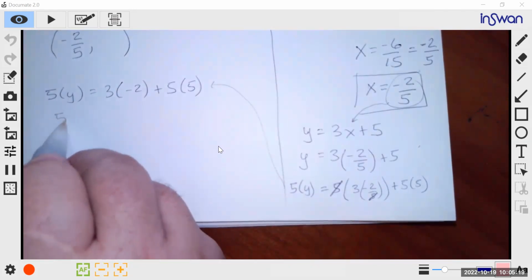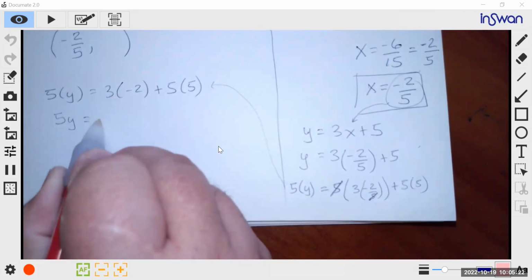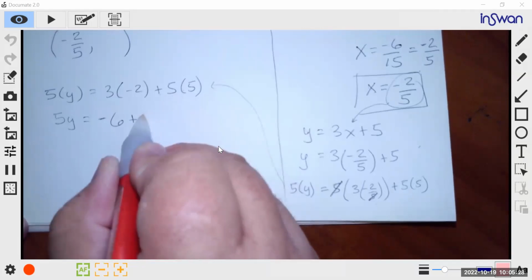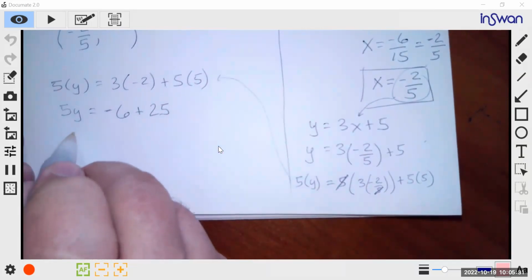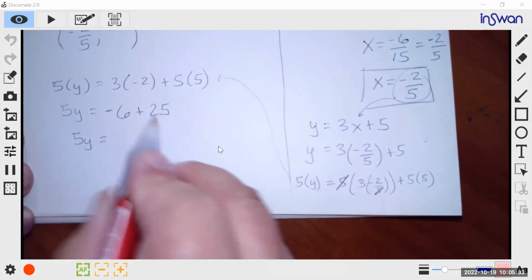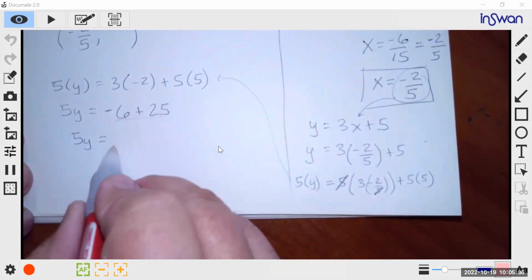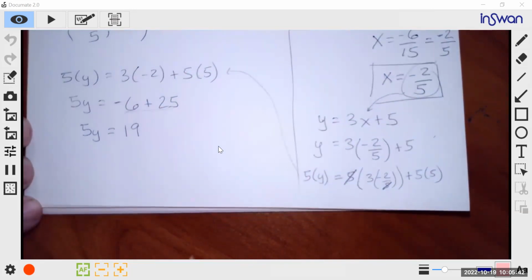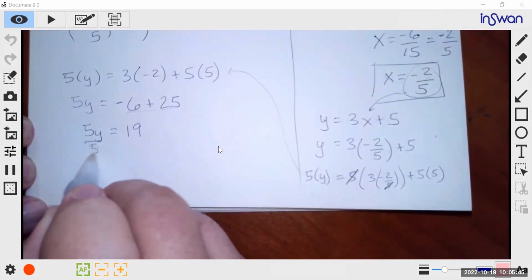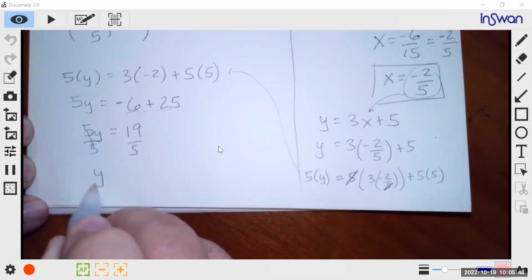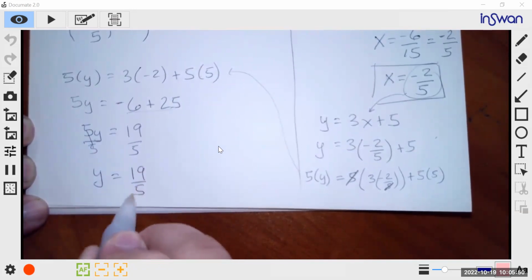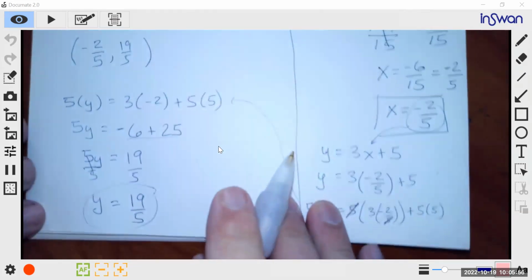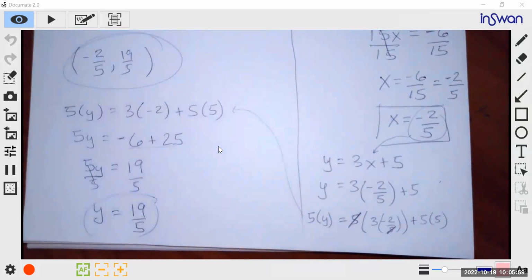Multiply to get rid of the parentheses. Positive, negative is a negative. 3 times 2 is 6. Positive, positive is positive. 5 times 5 is 25. Combine like terms. 25 is bigger, so it's positive. 25 minus 6 is 19. Divide by 5. So my y value is 19 over 5. So there's my solution. That's where the two lines cross.